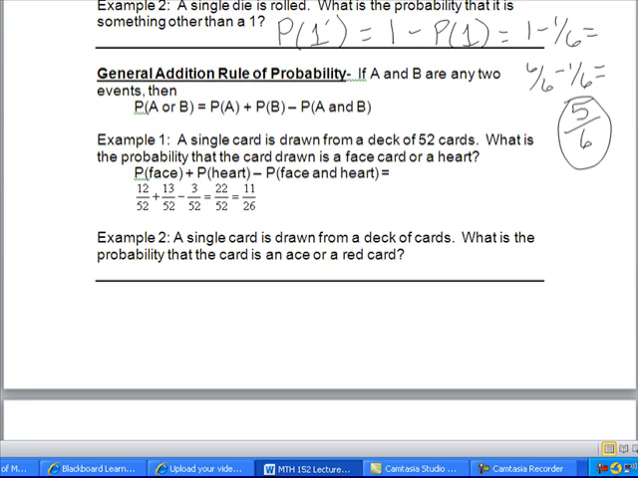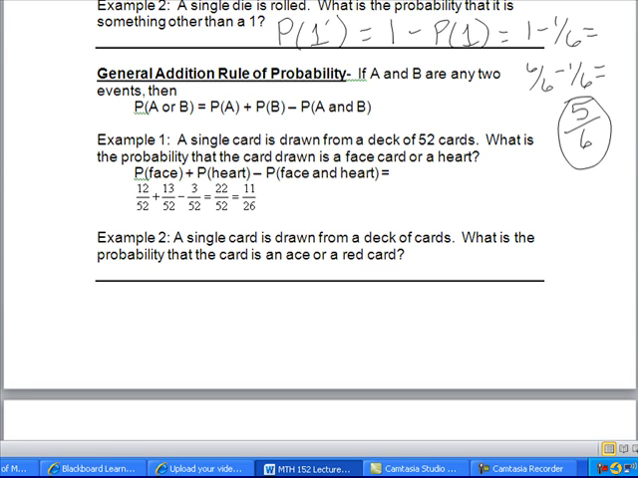Okay, the general addition rule of probability says if A and B are any two events, then the probability of A or B is equal to the probability of A plus the probability of B minus the probability they both occur. You might wonder, why do I have to subtract that off? Let's see if we can figure that out from the example.